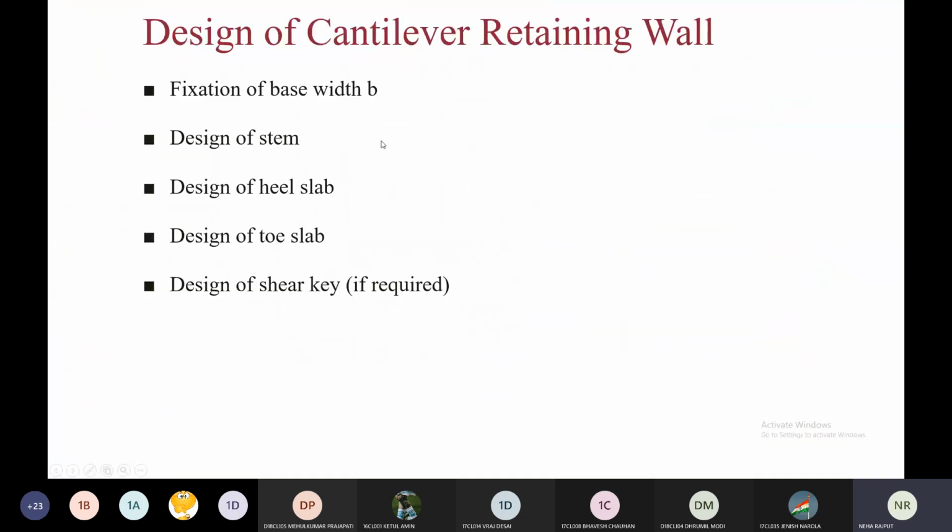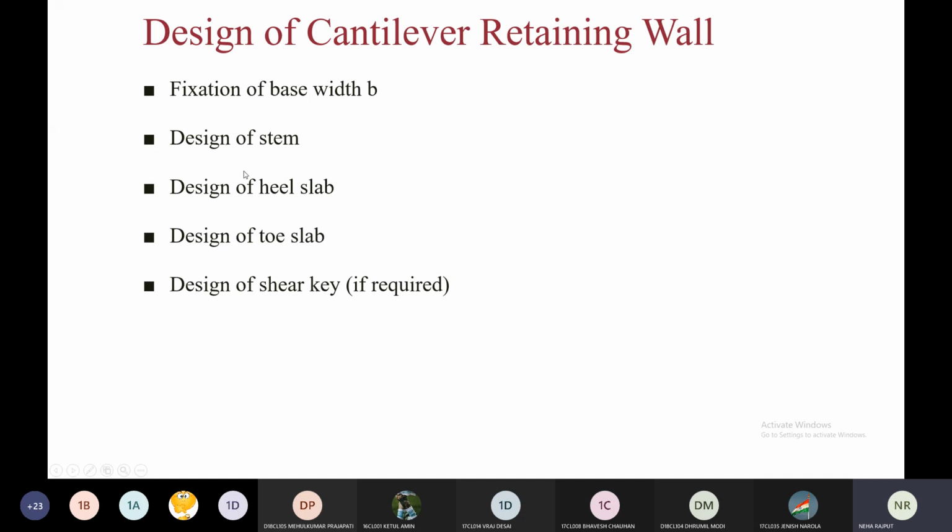So, what are the steps for the design of a cantilever retaining wall? The very first is fixation of base width, meaning to decide the dimensions of the retaining wall. For the design purpose, you require only the height of the soil mass to be retained. That is the only parameter you require from the client: what will be the height of the soil mass to be retained by this retaining wall. All other things, as a designer, you are going to do by yourself. So this is the fixation of base width, meaning the proportioning of the cantilever retaining wall.